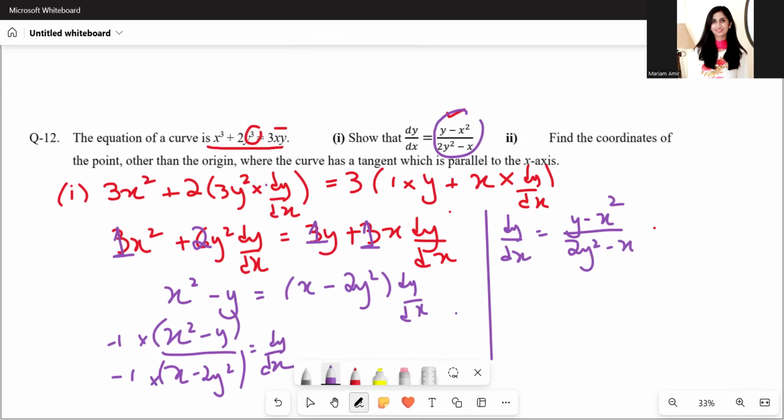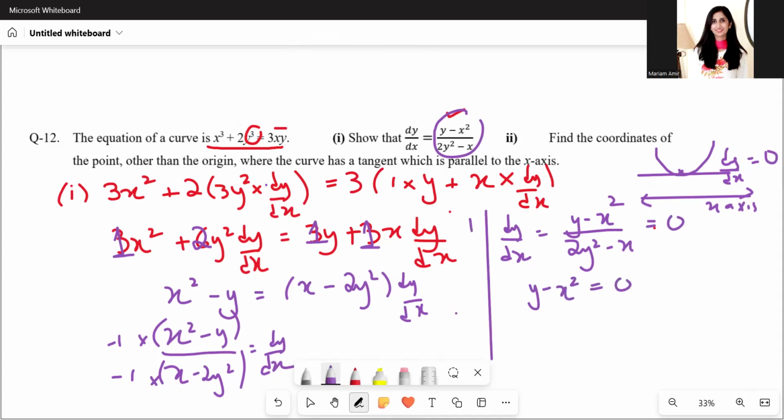Part 2 says find the coordinates of the point other than the origin where the curve has a tangent which is parallel to the x-axis. Okay, a tangent is parallel to the x-axis when dy by dx is equal to 0. So equate this to 0. We get y minus x squared equals 0. This is now the working for part 2. And we get y equals x squared.